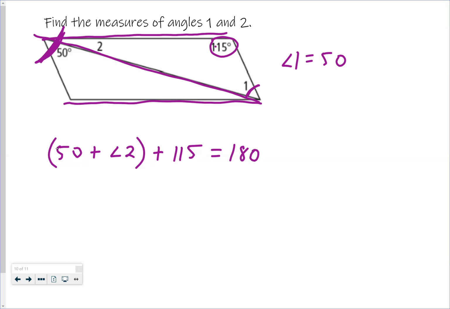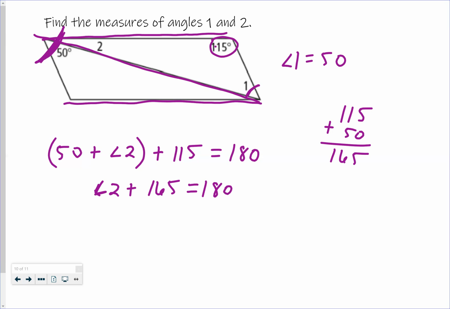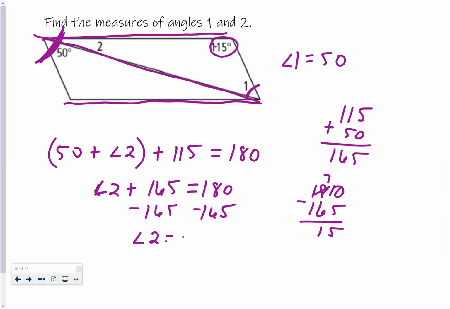So basically, I'm going to add the 50 and the 115. So 115 plus 50, we'll get 165. So angle 2 plus 165 is equal to 180. We'll just take away 165. So 180, take away 165, and you get that angle 2 is 15 degrees. So it's 15.